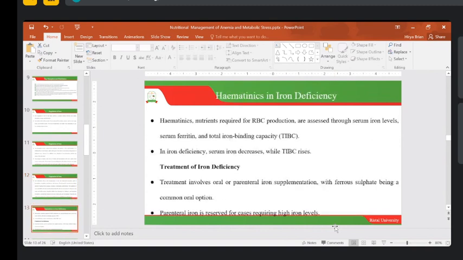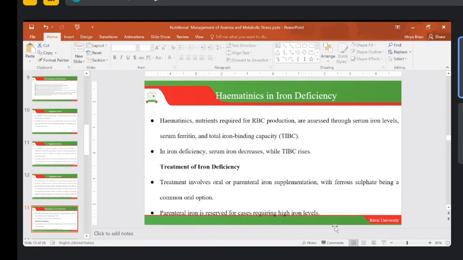For the hematinics of iron deficiency, we are looking at hematinics, or nutrients required in red blood cell production, assessed through serum levels of iron, serum ferritin, and also the iron binding capacity, or what we call the total iron binding capacity, the TIBC, as we will see. So in iron deficiency, the serum iron decreases while the total iron binding capacity rises, so as for the iron to be able to bind to more areas of the cells.